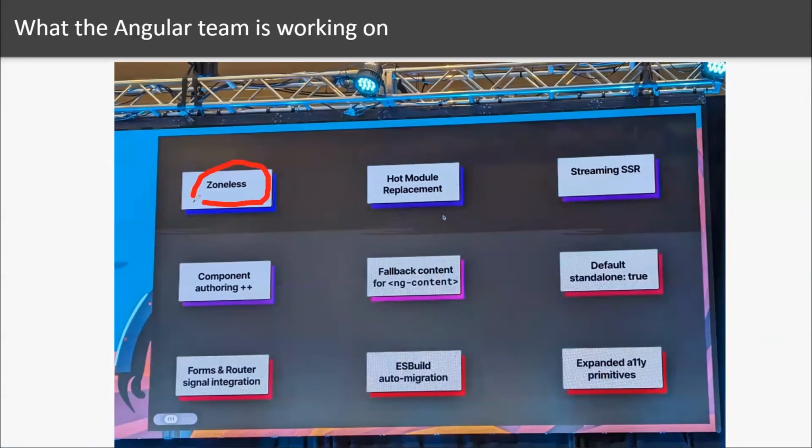And zoneless, so that's the signal-based change detection that we talked about. We can tell that it's definitely work in progress. Default standalone true, this is almost there. Fallback content for ng-content, this came out with V18. Router signal integration, we saw the first steps toward that in V18, but not much yet. Hot module replacement, still work in progress. Incremental SSR, work in progress. But you can tell that these things are moving pretty quickly.